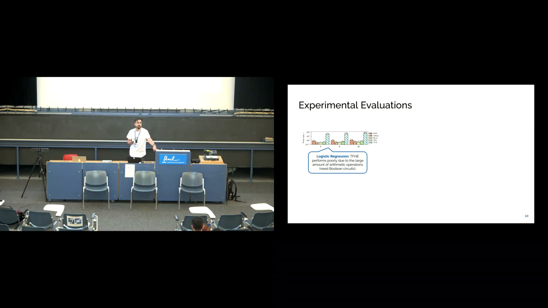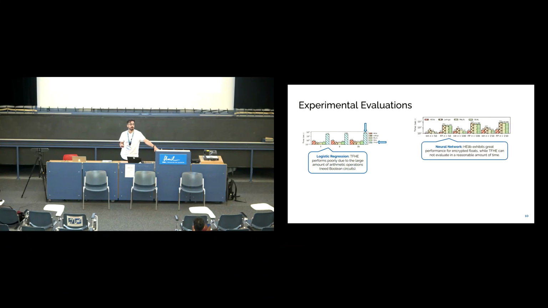All right, so logistic regression is an arithmetic-heavy benchmark, and because the schemes and the libraries that are binary don't support arithmetic operations natively, such as TFHE in this case, you see this big difference between the schemes and the libraries that support arithmetic operations versus the binary scheme.